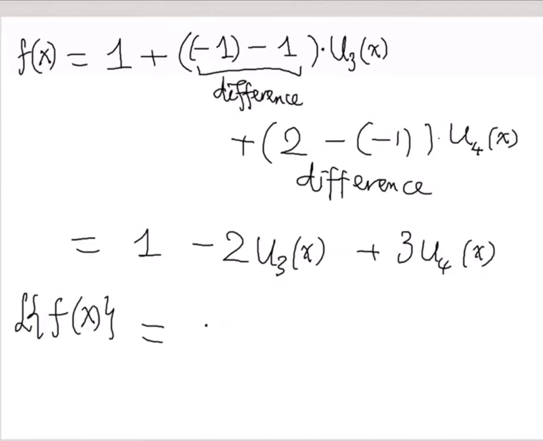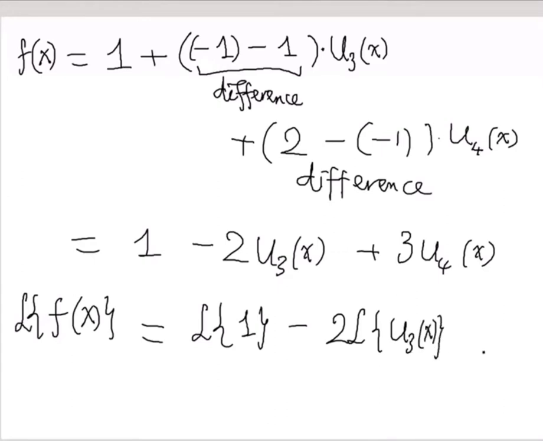By the linearity, we can split the Laplace transform into several pieces. So Laplace transform of 1, minus twice the Laplace transform of u3, plus 3 times the Laplace transform of u4 of x. Laplace transform of 1 is 1 over s, minus 2 times Laplace transform of u3.